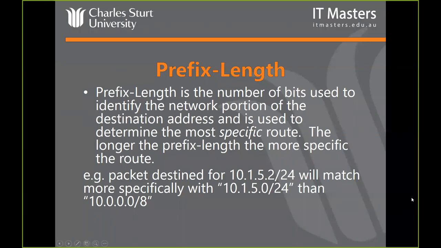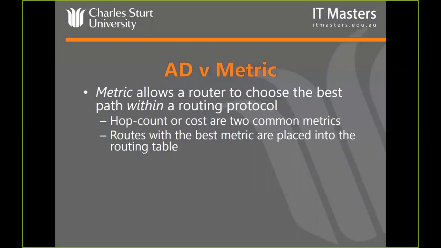So destined for that particular network, it will match more specifically with this route here, 10.1.5.0/24, than it will to the route 10.0.0.0/8. It's a longer subnet mask, it's a closer match. So the prefix length, or the subnet mask length, helps to determine which route we're going to take. We will look at this in a little more detail in some further slides with some diagrams, which will help make it a bit easier to understand.